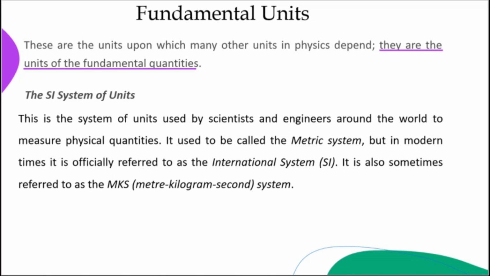Mind you, there are other standards that can be used in measuring physical quantities. But the one that is generally and commonly used is called the SI system. This SI system can also be referred to as a metric system. Now, the name metric system is like an older version, an older way of referring to the SI system. In modern times, we call it the International System or SI, or sometimes we refer to it as the MKS system, which is the meter kilogram second system.